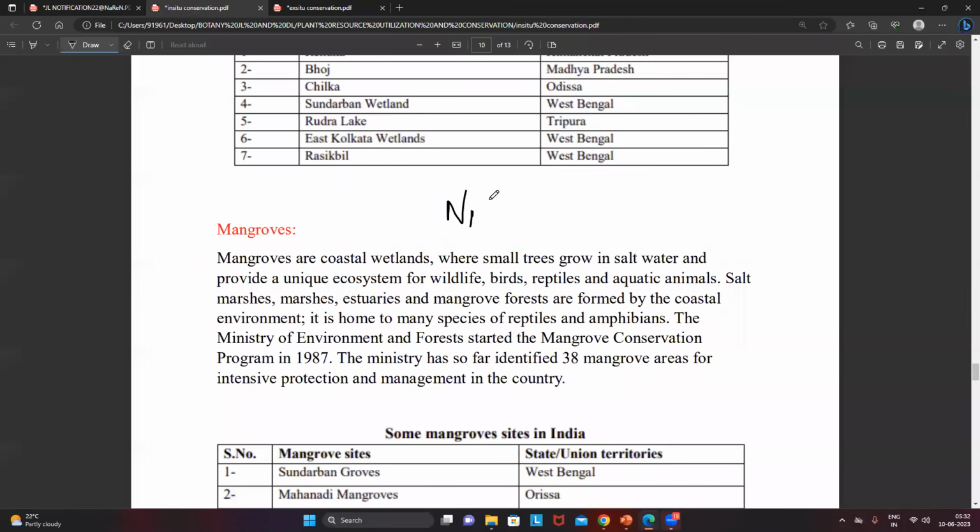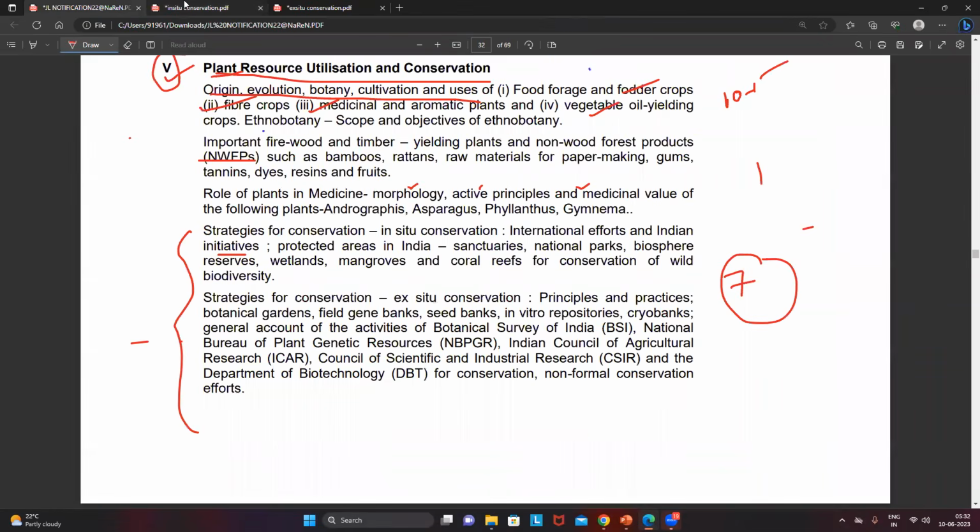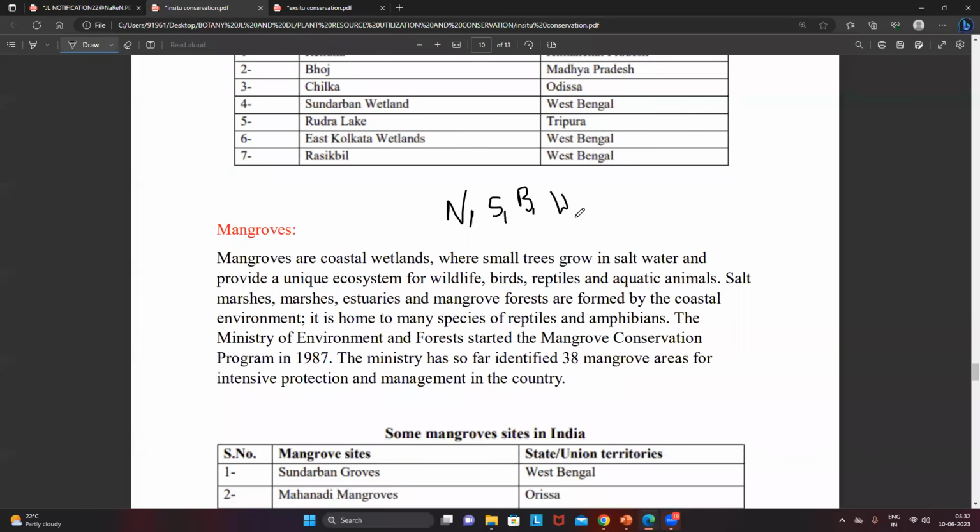National park, sanctuaries, biosphere reserves, and what will be the another one? And what is that? Wetland, right? Yeah, wetland and mangrove.